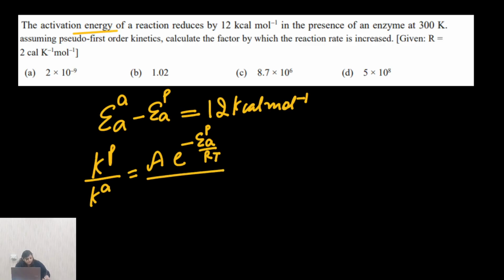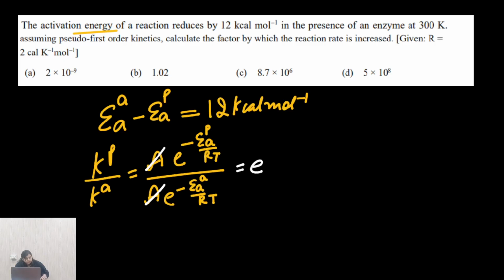And the K in the absence will be equal to A times e raised to the power of minus EA in the absence upon RT. The A value is the same because the reaction we are carrying out is the same; the catalyst only affects the kinetic parameters, right? So this A value will get cancelled out.